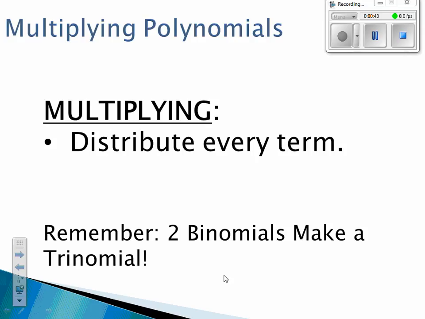All right, whenever we are multiplying polynomials, what we normally do is we distribute every term. Up until now, you guys have probably used the FOIL method. Remember when we did first, outer, inner, last, and then combined our like terms? Or some of you may have preferred the box method, which is perfectly fine. Remember, two binomials make a trinomial. When we multiply two binomials, we're going to have to combine like terms, and it makes a trinomial.